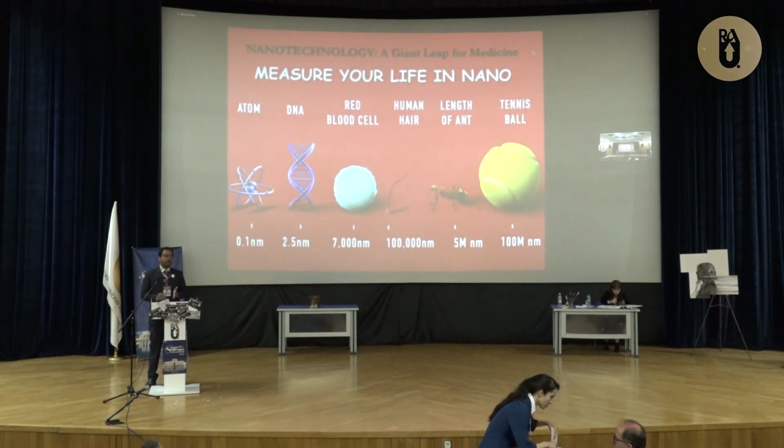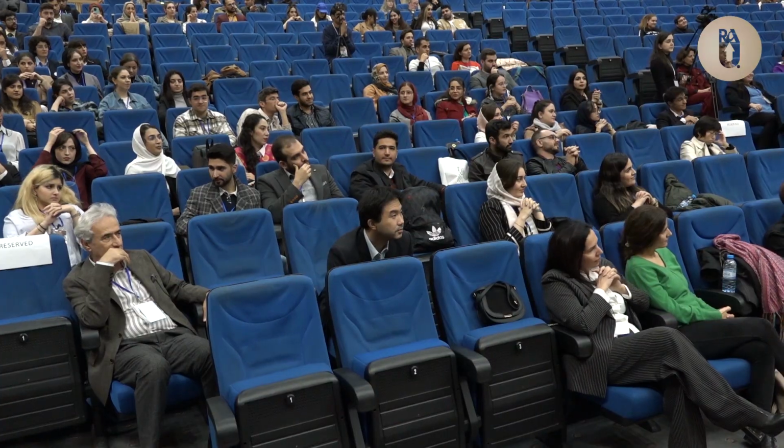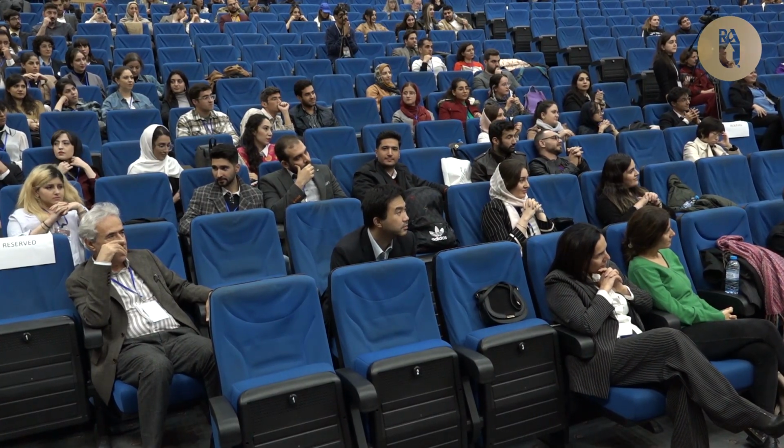You are already familiar with the tablet and capsule because they are the most commonly used dosage forms. If we go further to more advanced nanocarriers, you might have heard about nanoparticles. Dendrimer is one of the nanoparticles. Like others, there are many types of nanoparticles, so dendrimer is one of them.